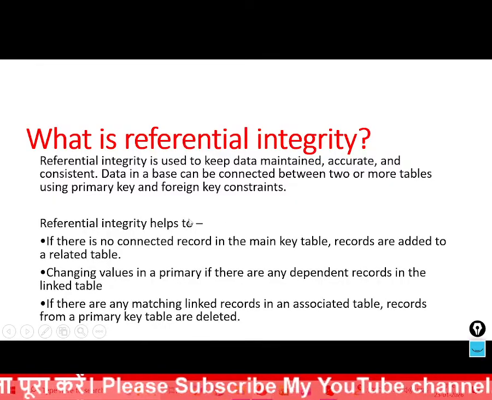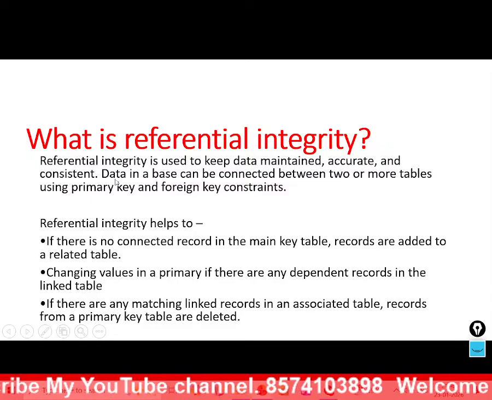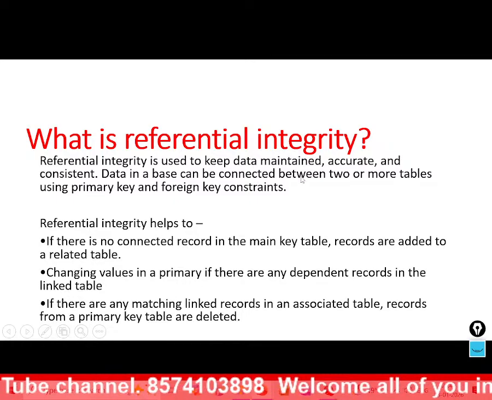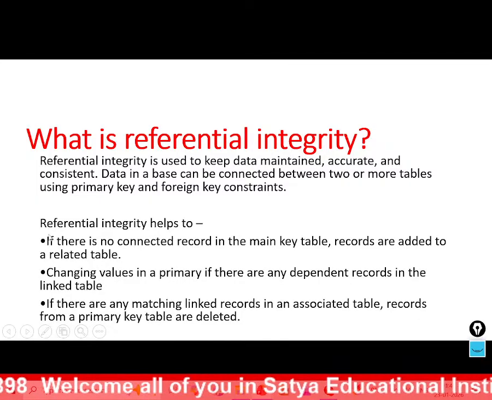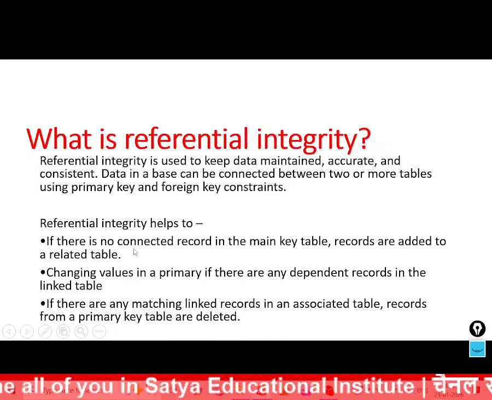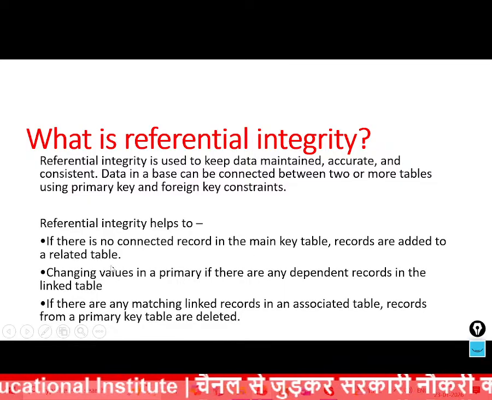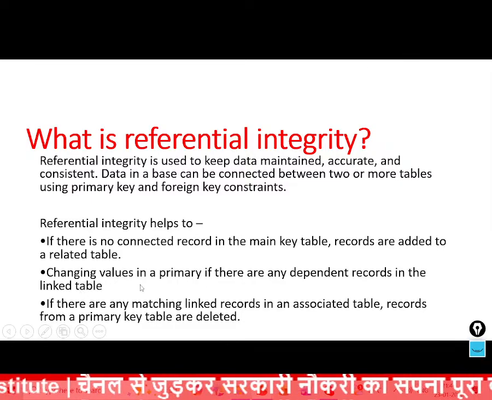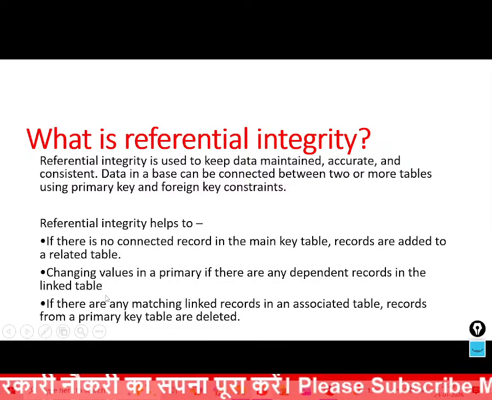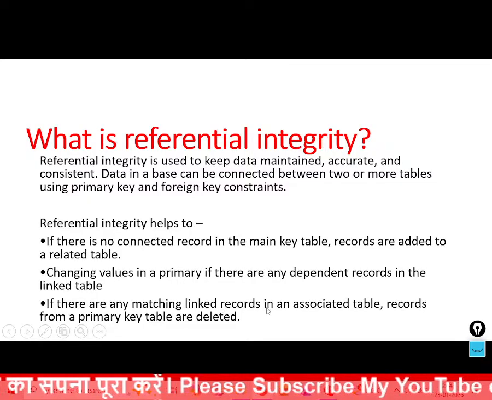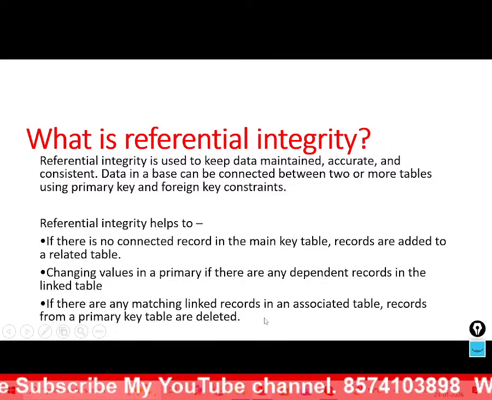What is referential integrity? Referential integrity is used to keep data maintained, accurate and consistent. Data in a database can be connected between two or more tables using primary key and foreign key constraints. Referential integrity helps to prevent records being added to a related table if there is no connected record in the main key table. It prevents changing values in a primary key if there are any dependent records in the linked table. It prevents deleting records from a primary key table if there are any matching linked records in an associated table.